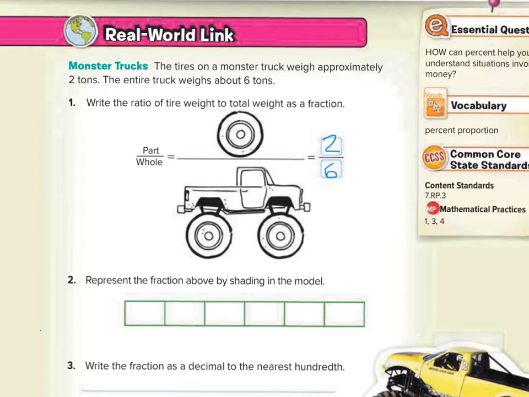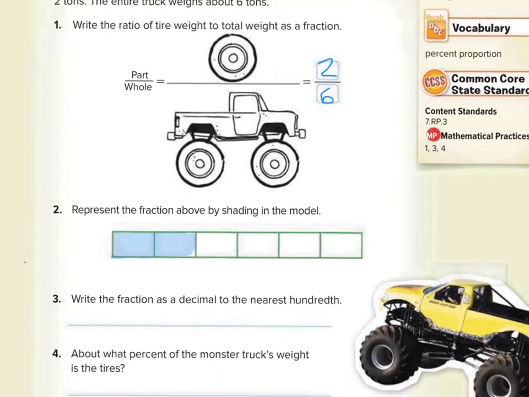Let's go on to number 2. Represent this fraction by shading in the model. So we have what we call a tape diagram or a bar diagram. And we're going to shade it in to represent the fraction 2/6. Since there are 6 boxes on the tape diagram, we're going to shade in 2 of those to represent the part that we're talking about here, just the tires, 2 out of 6. Okay, moving on to question 3.